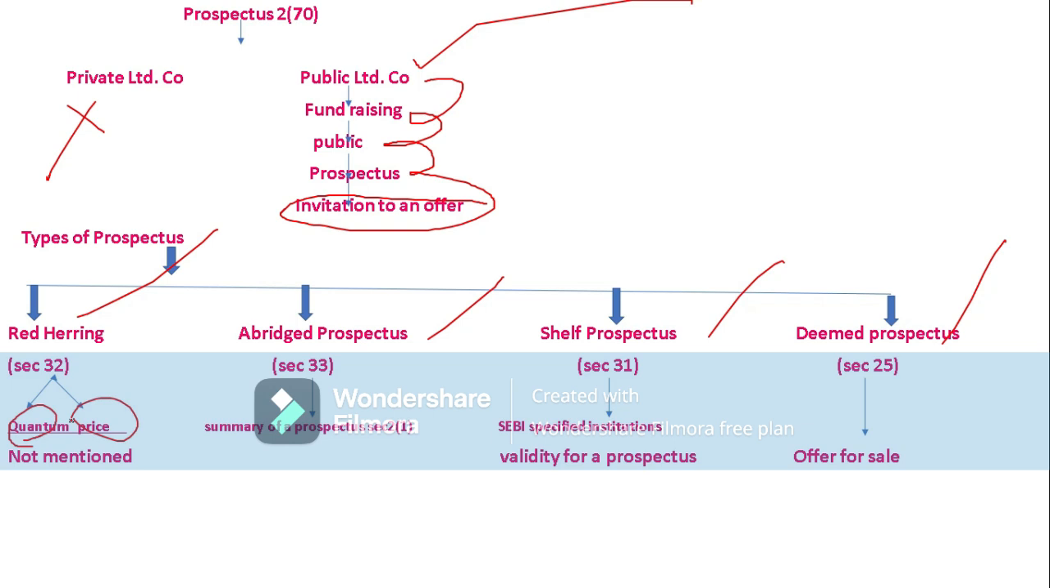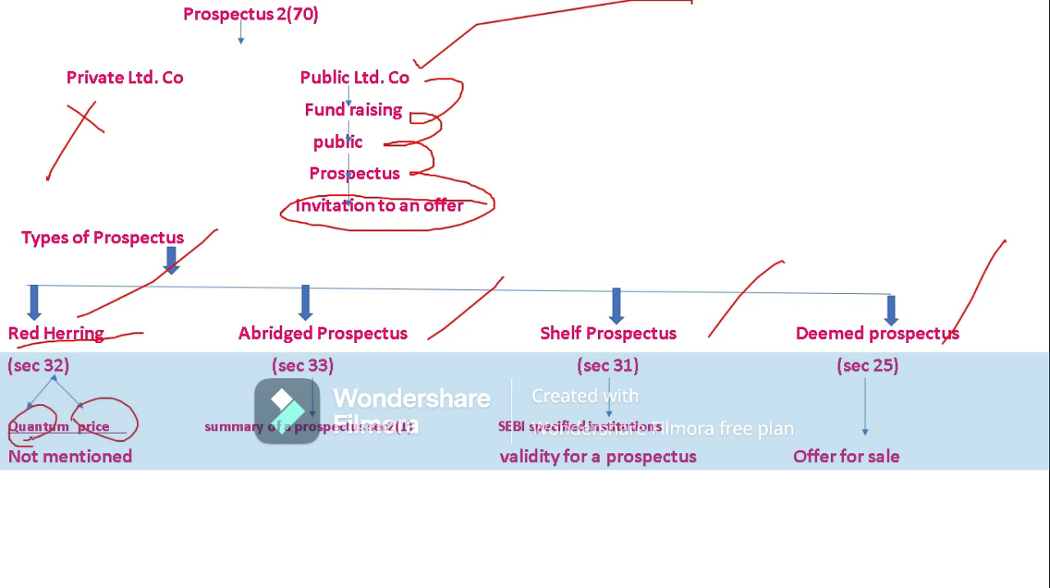So what we need to know is that the red herring prospectus is mainly concerned with mid-size and small companies, in order to safeguard their interest, because they cannot pull in as much finance. It enables them to have better access to finance by not revealing the quantum and price. Quantum is the quantity, and price is the price of a share. Quantity means how many shares are going to be issued.